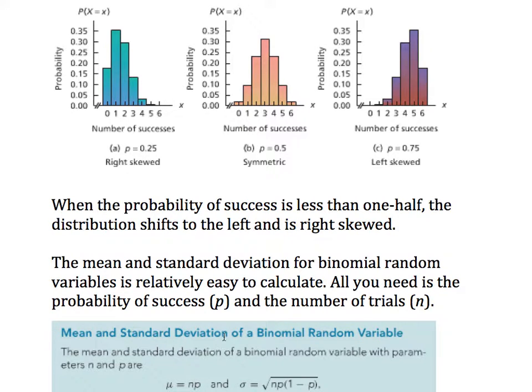So, for example, this team that wins about half the time, you would expect them to win 0.5 times 6, or 3 games. Notice that is the most likely outcome. Okay? The standard deviation is a little more complicated, but still, you only need n and p to calculate.